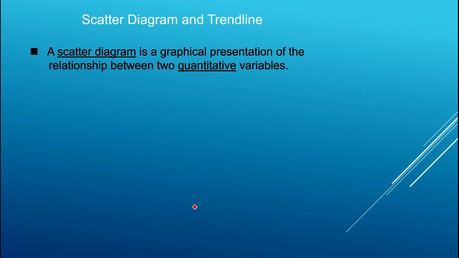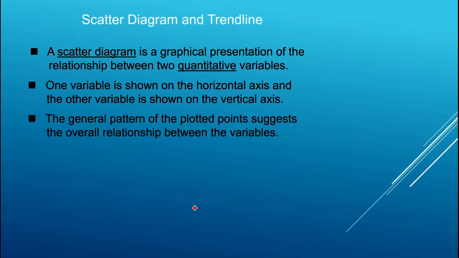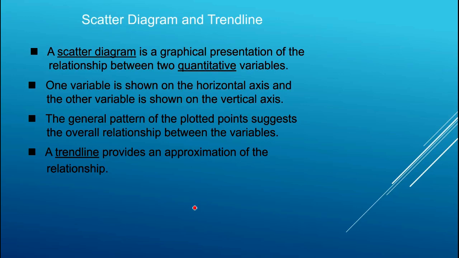We're going to look at two quantitative variables this time. One variable which we will put on the horizontal axis, and the other variable we will put on the vertical axis. And then we'll look at the general pattern, and we'll use that to try to discern the relationship between the two variables. A trend line will give us a good approximation of the relationship. And we'll pick the trend line so that in some sense it goes right through the middle of the data. Exactly what that means statistically we'll go into great detail on later when we talk about regression analysis.